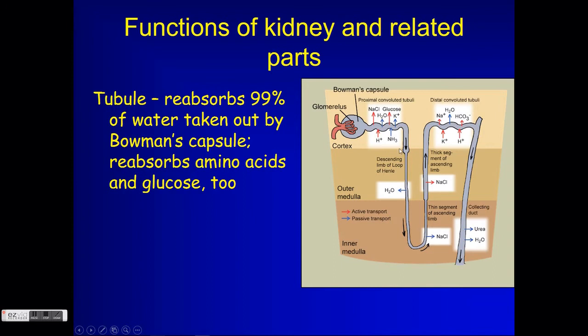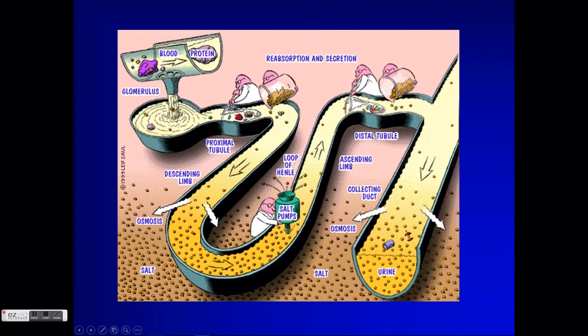So Bowman's capsule takes out more than it should, and the next part of the nephron, this long part here, especially this section here, is called a tubule. The tubule's job is to reabsorb water as well as amino acids and glucose. In fact, 99% of the water taken out by Bowman's capsule is reabsorbed by the tubule part. So Bowman's capsule takes out way more than it should, and the tubule's part is to reabsorb those amino acids and glucose that we want, and also some of the water too. In fact, a lot of the water, 99%.